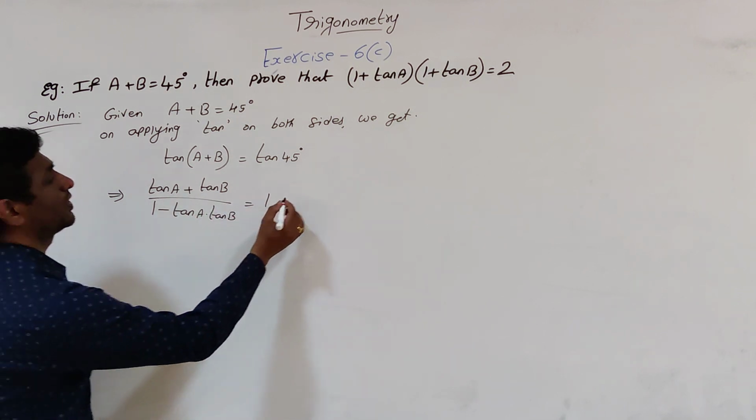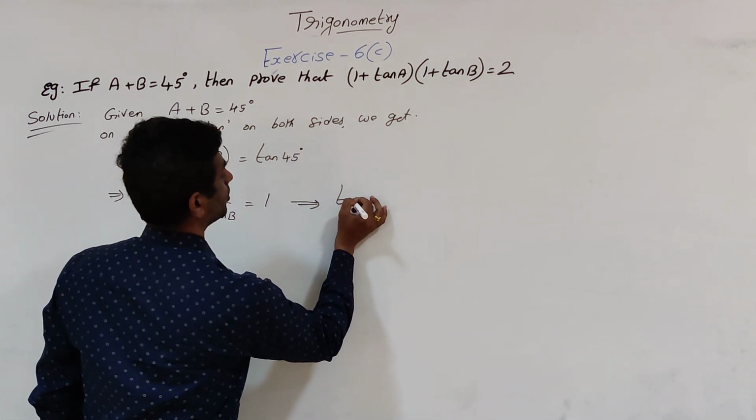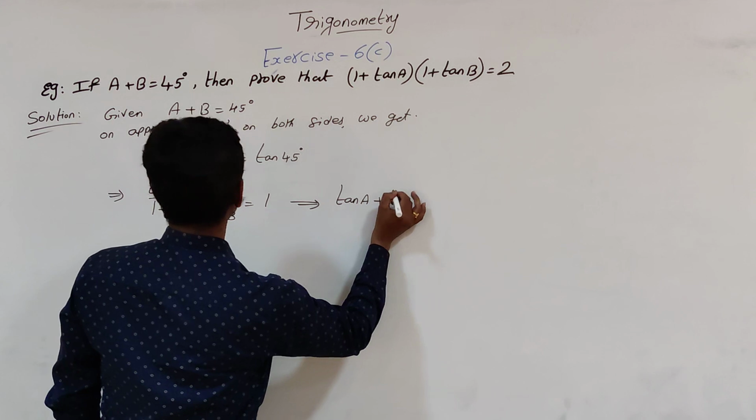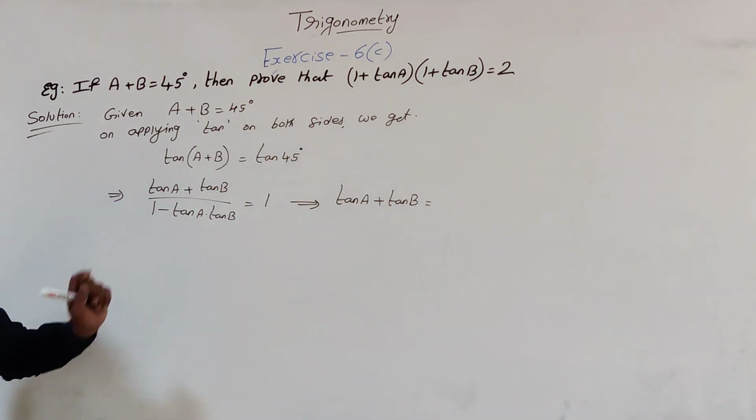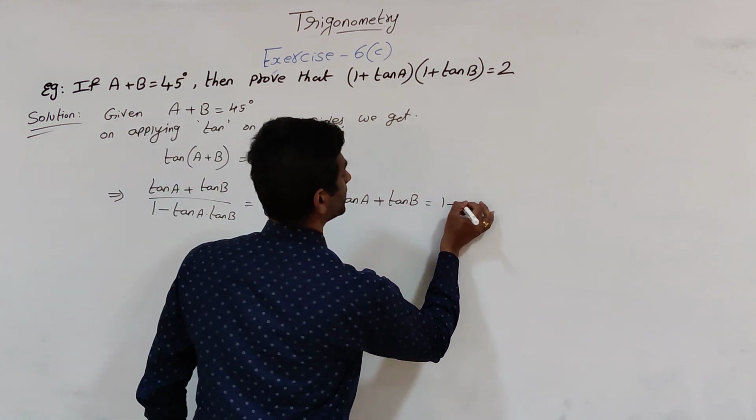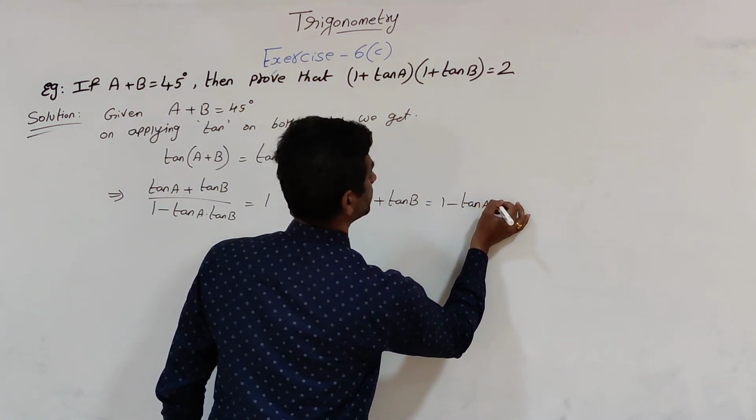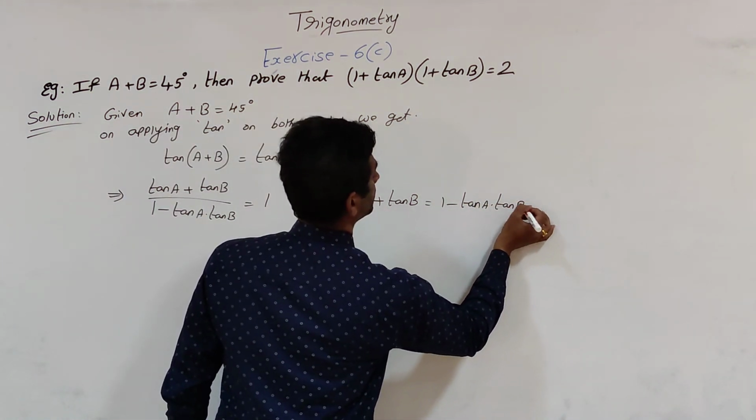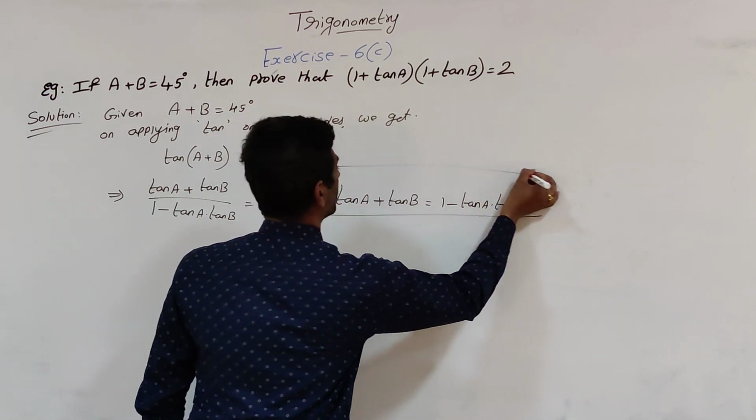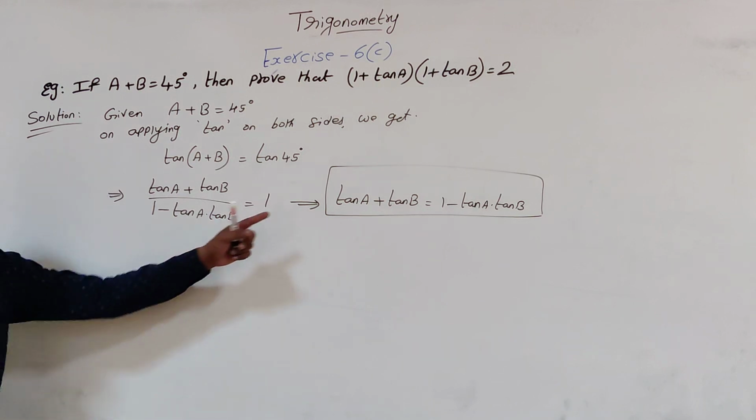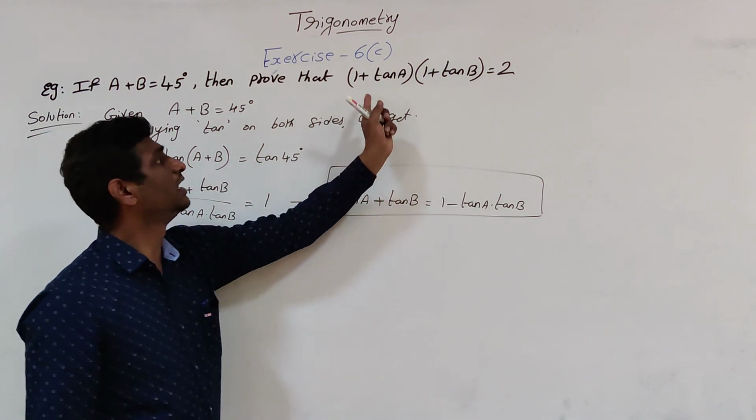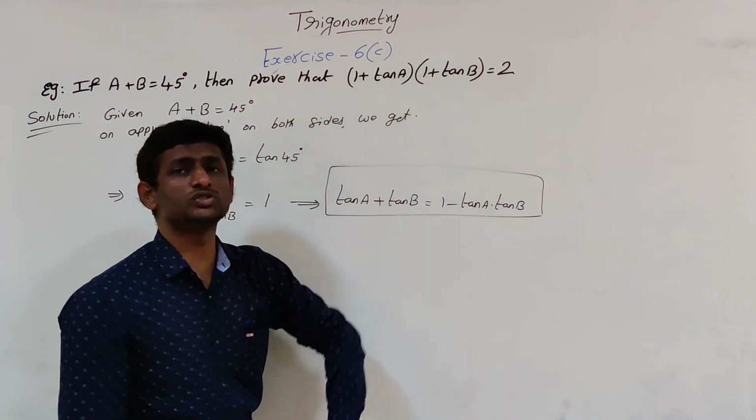If you take the cross product, what we will get is tan A plus tan B is equal to 1 times 1 minus tan A into tan B. That will be 1 minus tan A into tan B. So this is the condition we got from A plus B is equal to 45 degrees. But based on this, what we have to prove? 1 plus tan A into 1 plus tan B is 2.